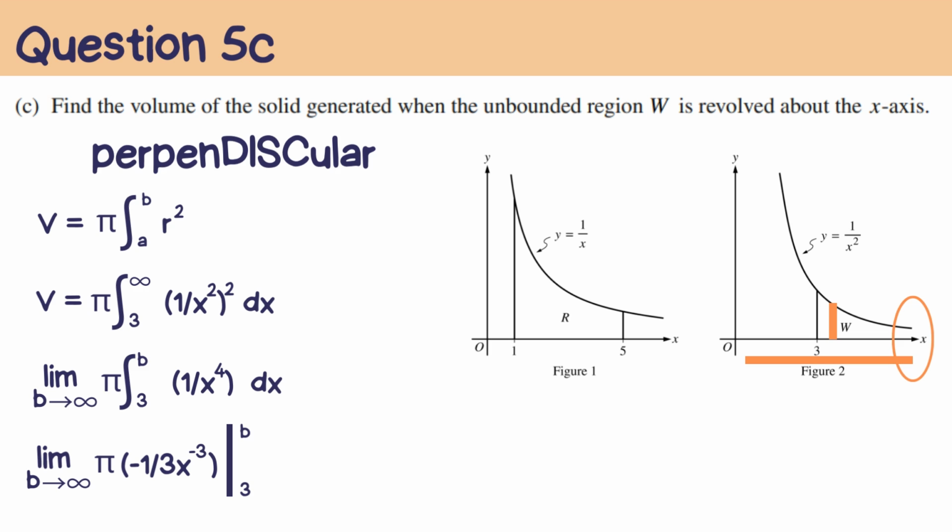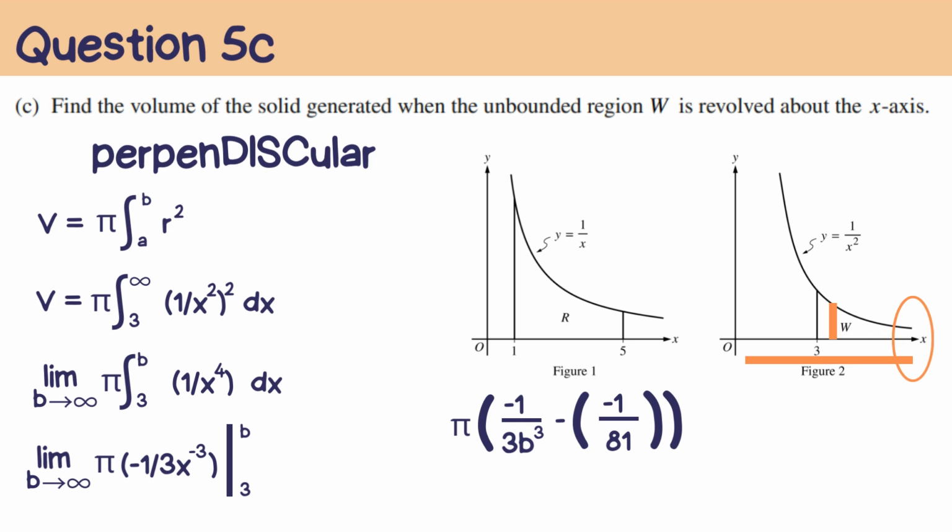And now just plug in b and 3, so it'll be pi multiplied by the negative 1/3 b to the negative 3, like this, and then minus negative 1/3 multiplied by 3 to the negative 3 power. Okay, wow, that's kind of confusing. But anyway, if you simplify, it'll be the same as negative 1 over 81, which isn't so confusing.